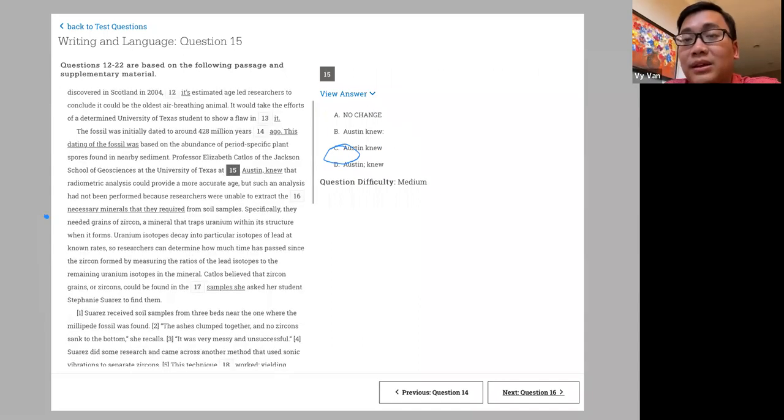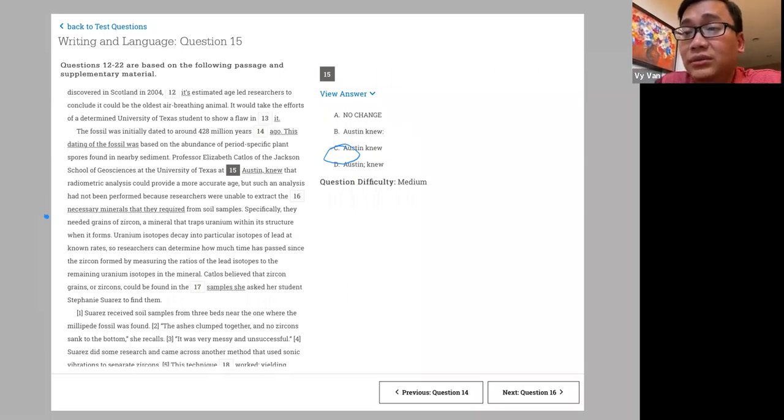Number 15. Well, this tests punctuation again. So let me read this, just to make sure that you follow what I read. Professor Elizabeth Catlos of the Jackson School of Geosciences at the University of Texas at Austin knew that radiometric analysis could provide a more accurate age, but such analysis had not been performed because researchers were unable to extract whatever. Okay, so let's go back to this.